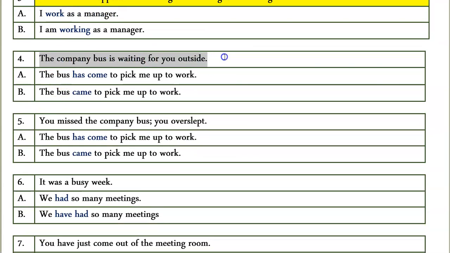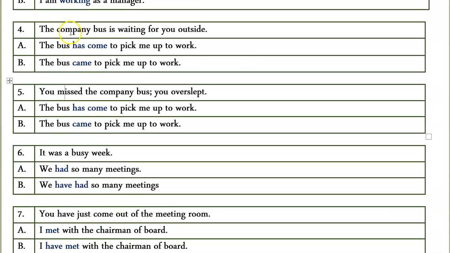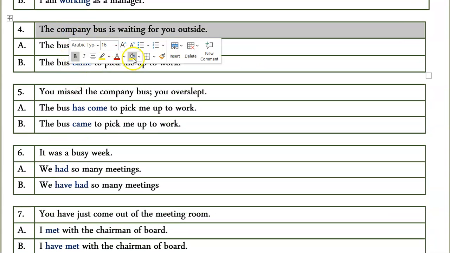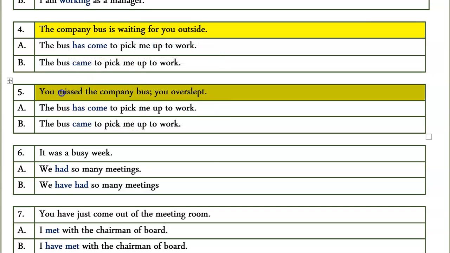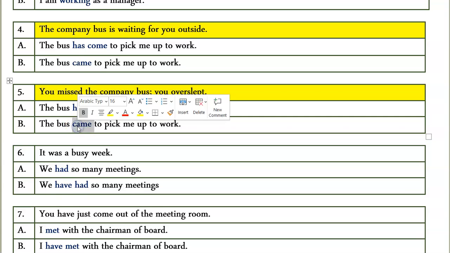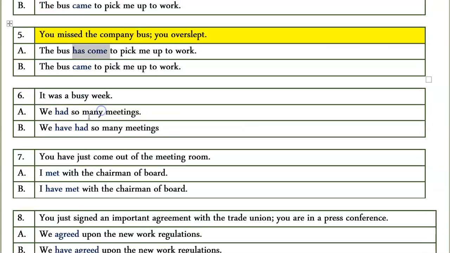The company bus is waiting for you outside. So, has come or came, is it the present perfect or past simple? So it should be the present perfect. Why? Because you are connected to the present. It's waiting for you outside. Let's say that you missed the bus. Okay, you missed the bus. So you're not connected to the present anymore. So you should be using came, past simple, not has come, present perfect.